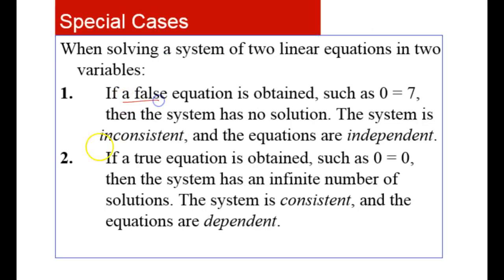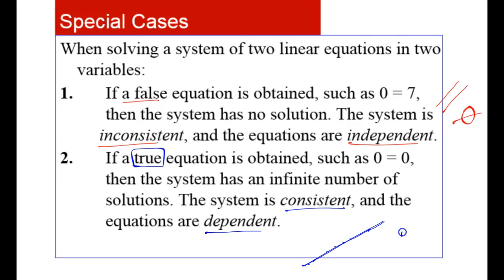Remember, if it's false, it's an inconsistent independent function. That means that you have parallel lines. And if it's a true statement, that means we have a consistent dependent system where one function lies on top of the other, and I have infinitely many. So up here, there is no solution. And down here, I have infinitely many, because every point on this line, of which there are infinitely many, is also a point on the other line.